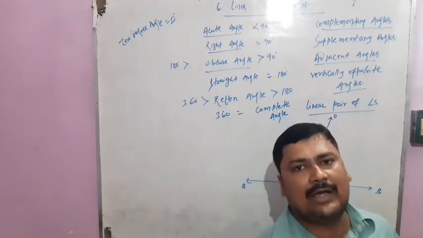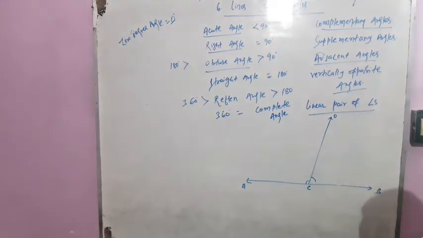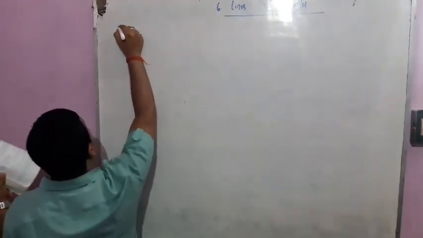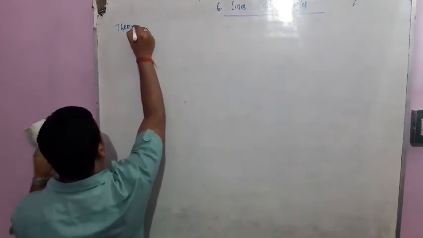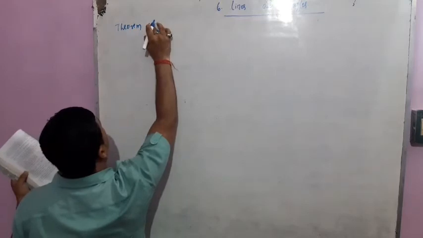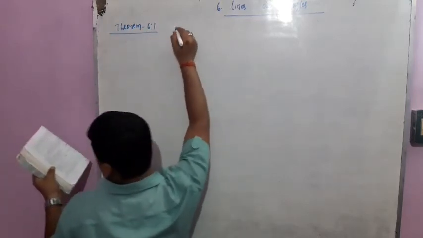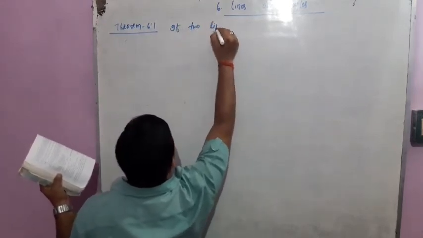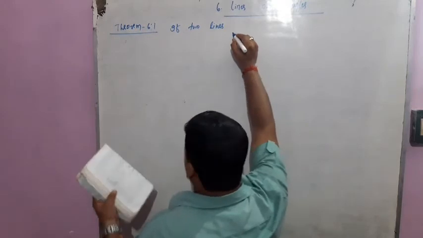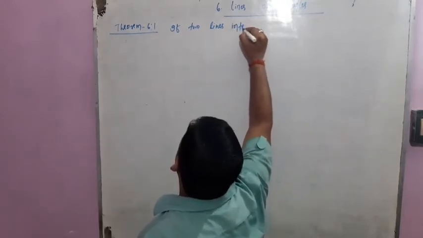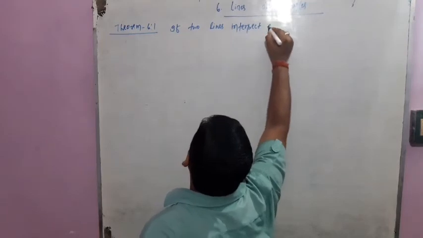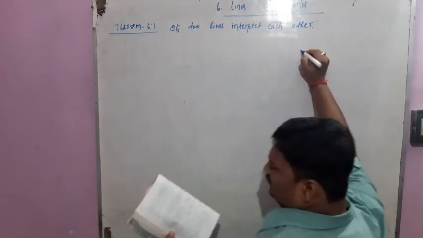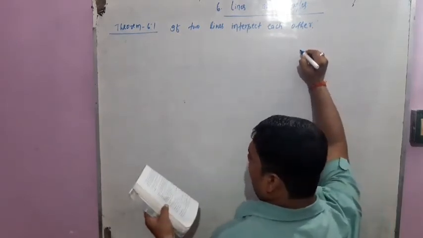Now here we are going to solve the first theorem, theorem 6.1. So students, but before that we have to clean the board. Theorem 6.1: If two lines intersect each other, then the vertically opposite angles are equal.